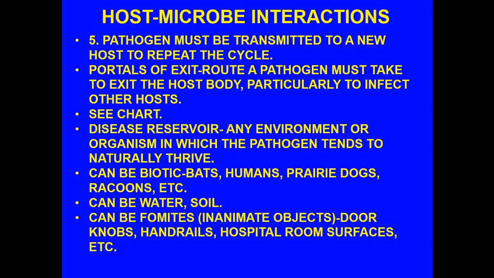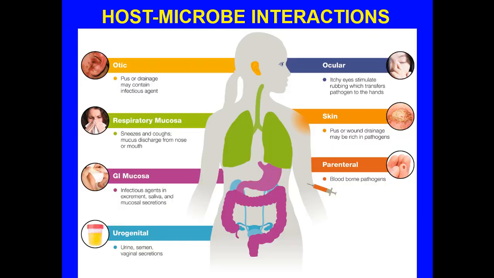Also there can be fomites, inanimate objects: doorknobs, handrails, hospital room surfaces. All these different types of things can be part of the cycle so that the disease is passed on to someone else. And don't forget aerosols. When somebody coughs or sneezes, the particles might be very minuscule, but they may contain the virus or bacteria. You can see all of these as being out here where you can have these secretions occurring.